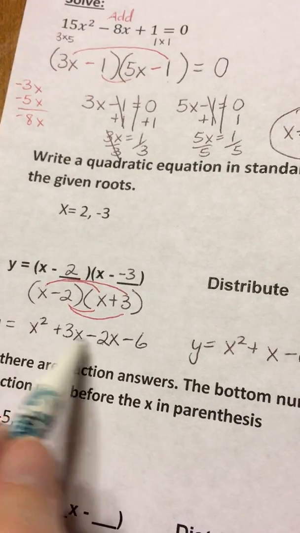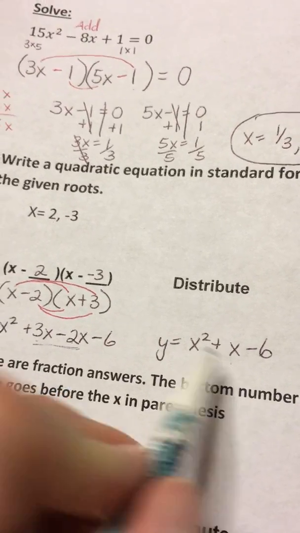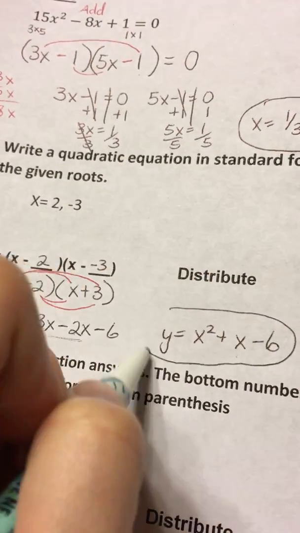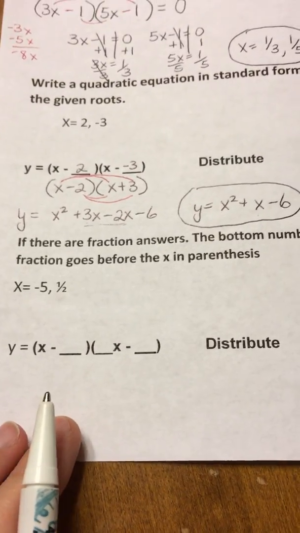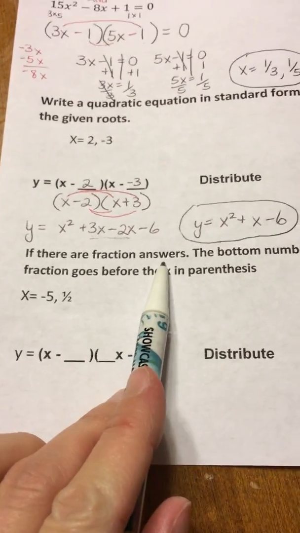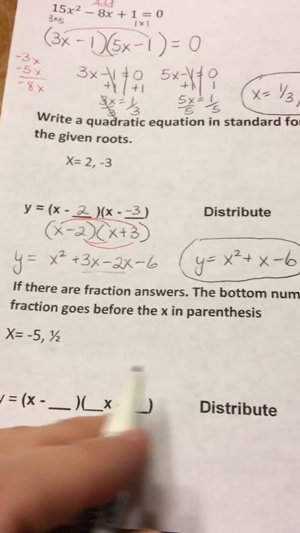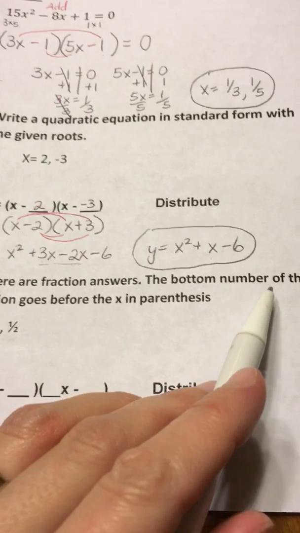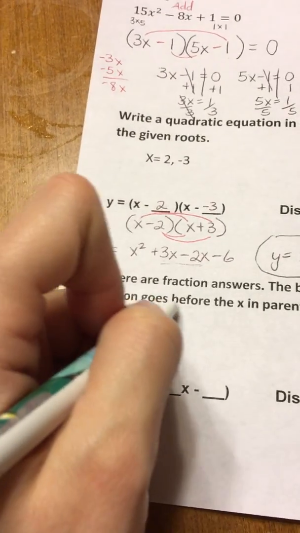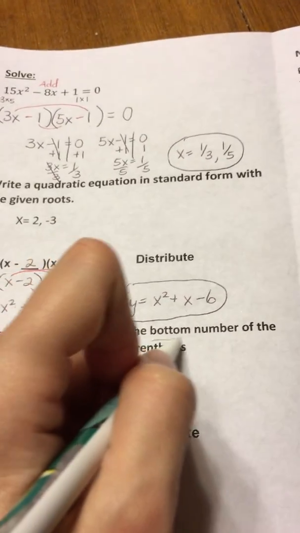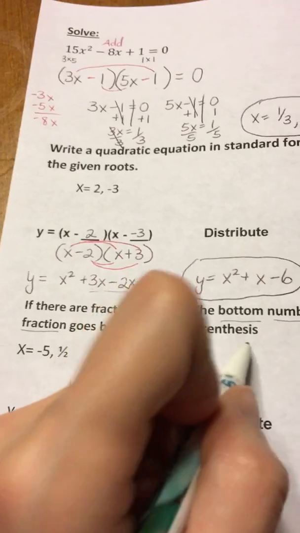See, 3 and 2 make 1x. Okay, so this is your final answer. And here's another one just to show you if there's a fraction. If there's a fraction answer, kind of like our fraction answers up here, then the bottom number of the fraction goes before the x, so see that? The bottom number of the fraction goes before the x.